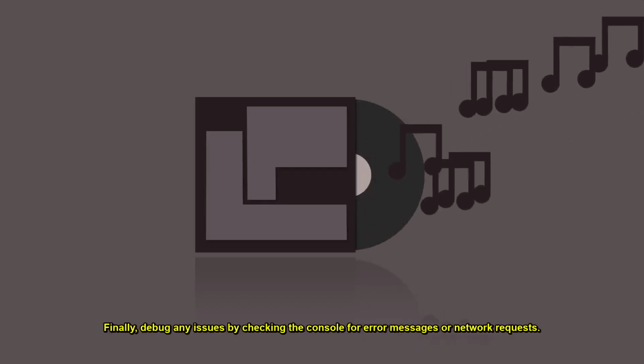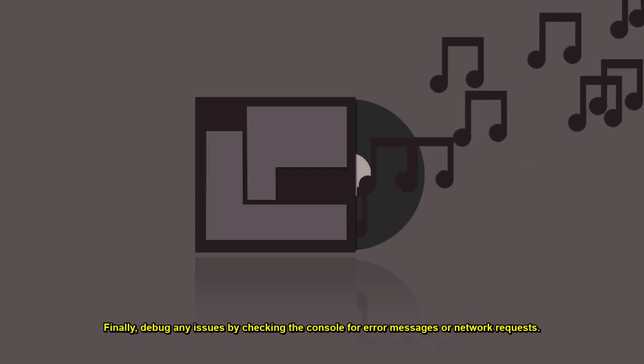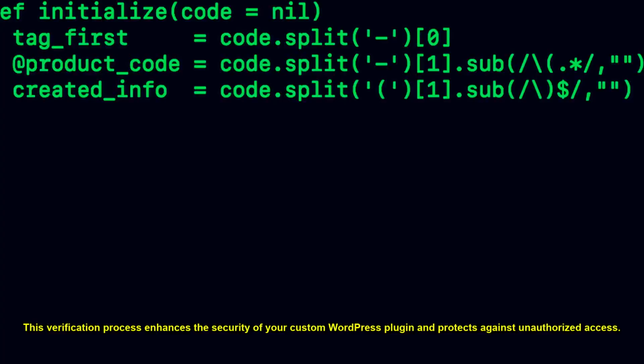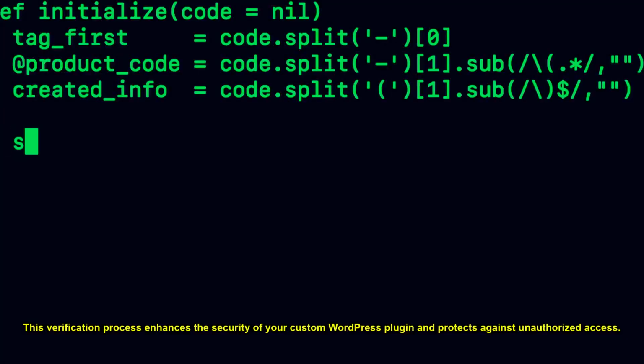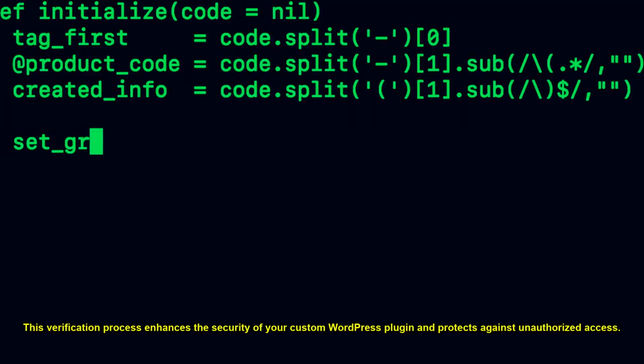Monitor the server response to ensure that valid requests succeed and invalid ones are rejected. Finally, debug any issues by checking the console for error messages or network requests. This verification process enhances the security of your custom WordPress plugin and protects against unauthorized access.